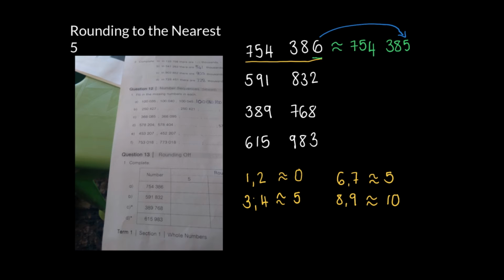Okay, so if we look here at 591,832, you'll notice that our last number over here is 2. We can look at our rules over here, and you'll notice that if I have 1 or 2, then I have to round down to 0. So my new number will look like approximately, and this squiggly looking equal sign shows that we're approximating. We're just taking it to the nearest number. So we're going to have 591,830, replacing that 2 with a 0, and that's the number we're going to get.